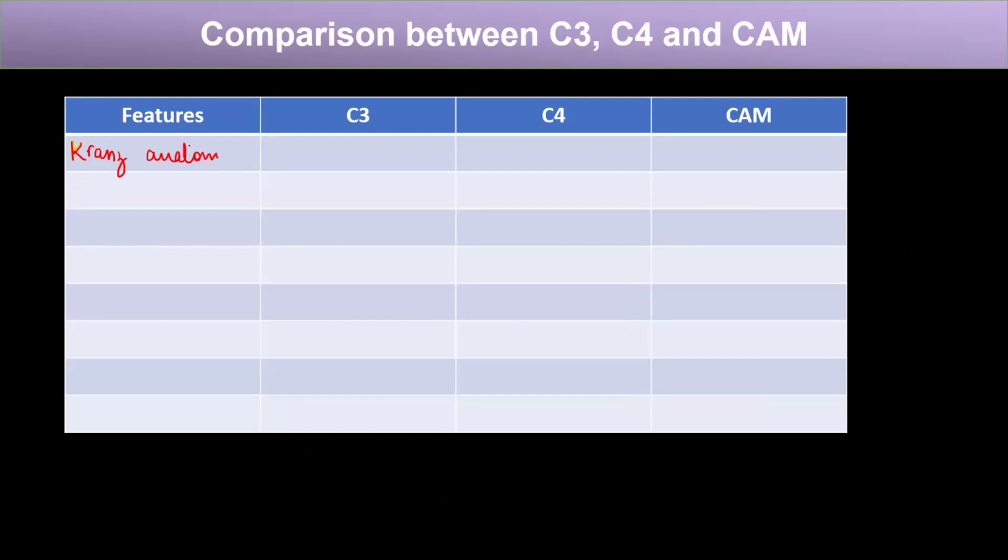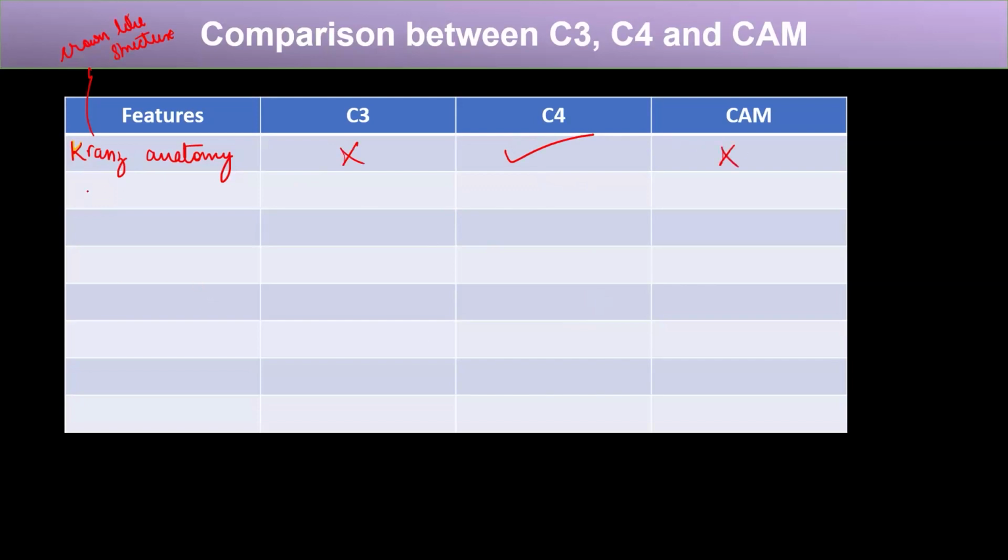So we have seen the Kranz anatomy is what? It is a crown-like structure, right? And this structure was present in only a special type of plant, and that is what? C4 plants, right? So in the C4 plant leaf, the Kranz anatomy is present, while it is absent in both C3 and CAM.